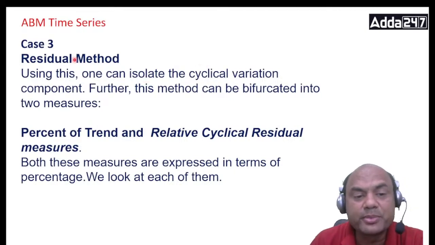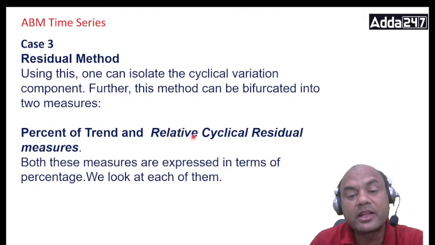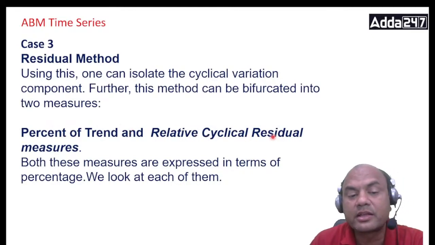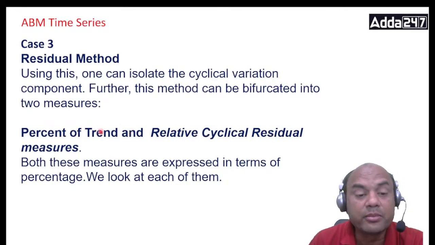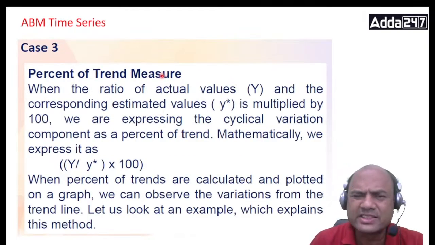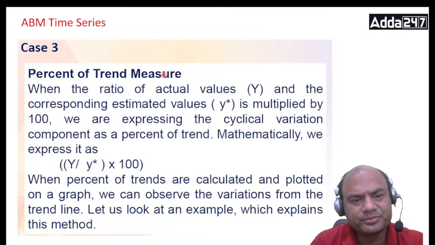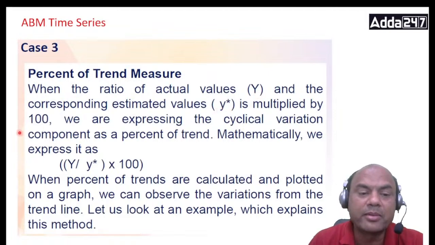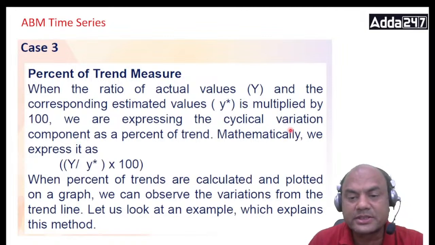Okay. Now this method can be divided into two parts. What are those two parts? First is percent of trend and second is relative cyclical residual. Now we'll study both of them. Percent of trend. Very simple. Nothing difficult as such. When the ratio of the actual values of y and the corresponding estimated values of y are multiplied by 100, we are expressing the cyclical variation component as percent of trend.